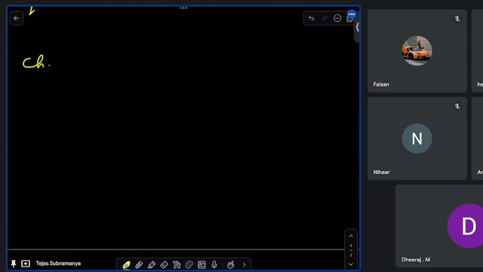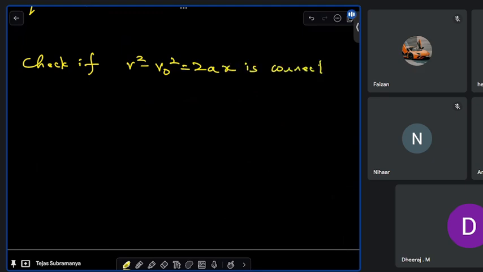Check if the last one which we solved yesterday, V square minus V naught square is equal to 2AX, is correct. That's the question. Again, same old procedure: left hand side, right hand side. On the left hand side, there are two parts. We'll solve both of them.